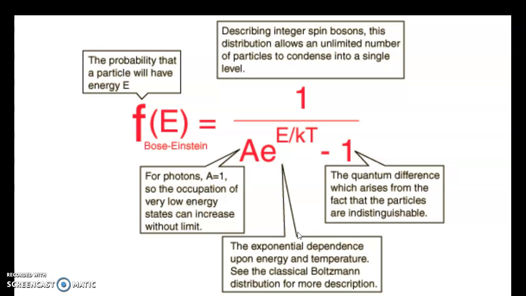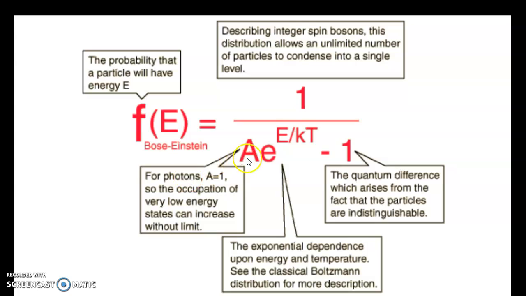Next, we'll look at the Bose-Einstein distribution. The Bose-Einstein distribution describes the statistical behavior of integer spin particles, which are bosons, at low temperatures. Bosons can behave differently than fermions because an unlimited number of them can collect into the same energy state. This is known as condensation. So looking at the Bose-Einstein probability, again, describing integer spin bosons, this distribution allows for an unlimited number of particles to condense into a single level.